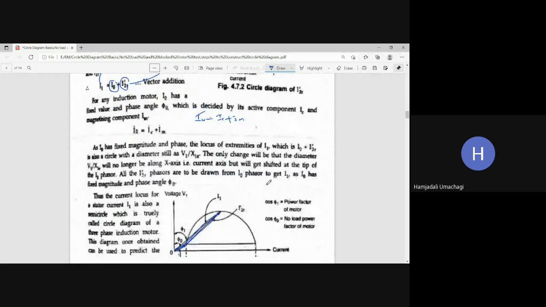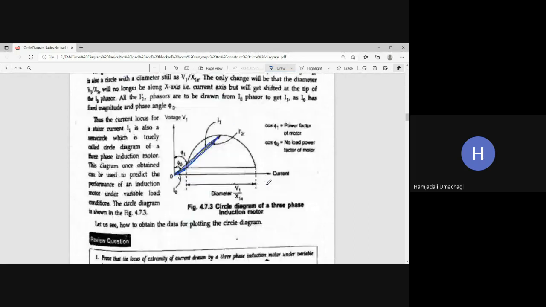So this is all about the circle diagram of the three-phase induction motor. In the next class we are going to see what the steps are to construct the circle diagram. Okay, so this is all about the basics related to the circle diagram of the three-phase induction motor.